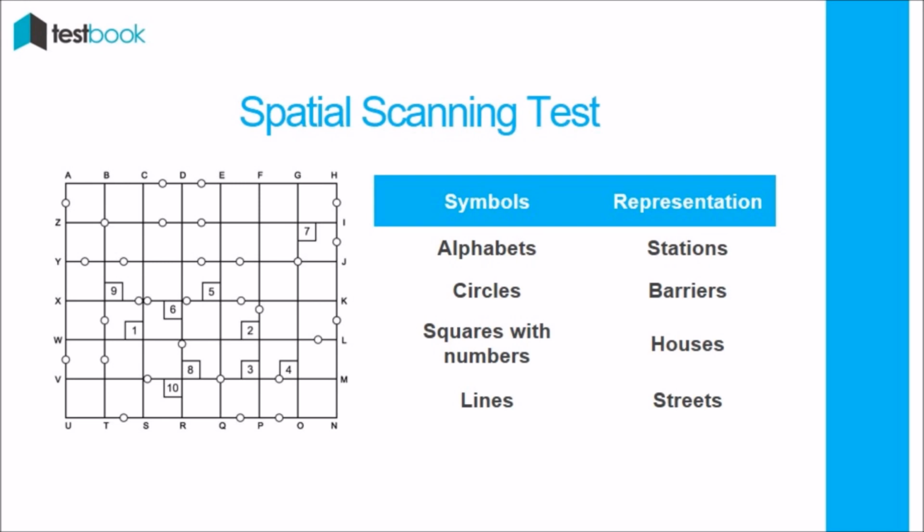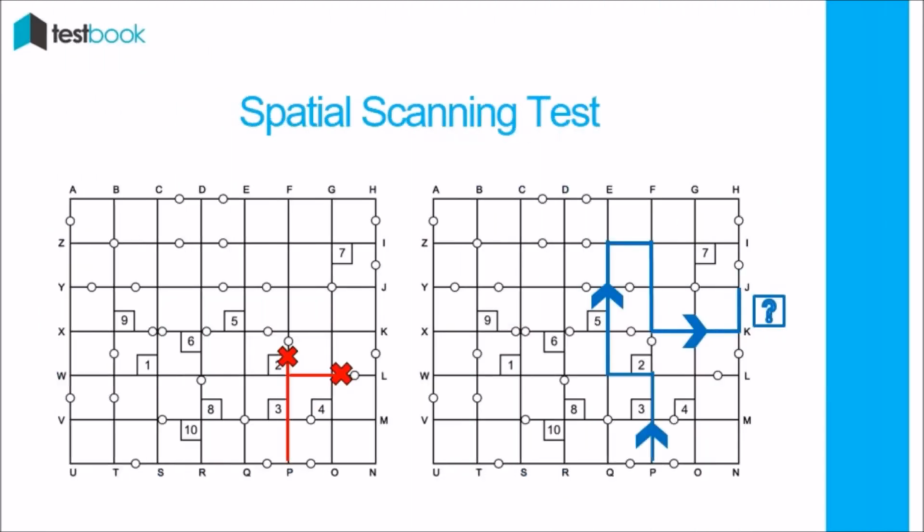Alphabets represent stations which you have to pass through. Circles represent barriers that you must avoid. Squares with numbers represent houses that would eventually be your answers, and lines represent streets that you travel on. In the question, you will be given an initial alphabet and a destination alphabet. Your job is to find the shortest possible route between these two stations. So let's take some examples.